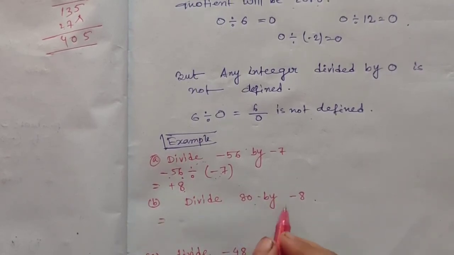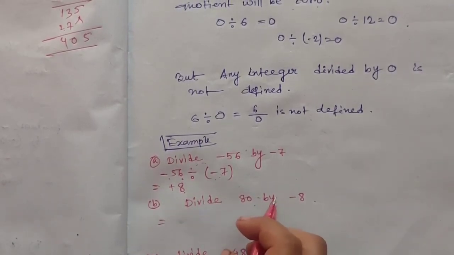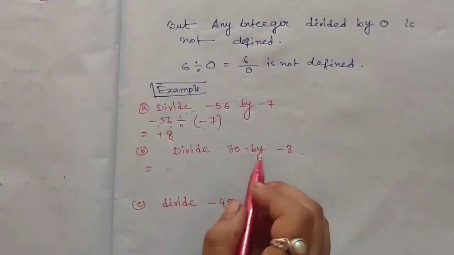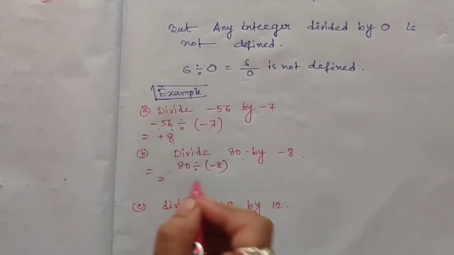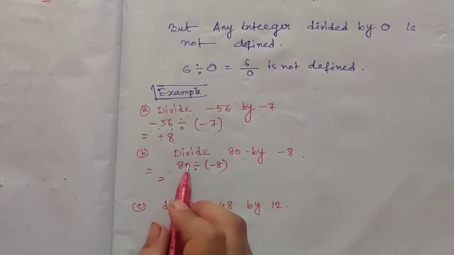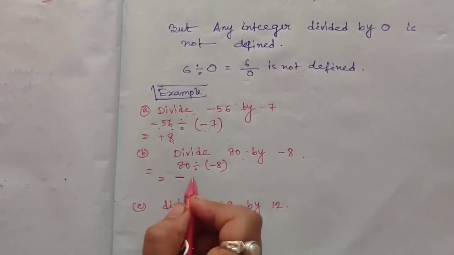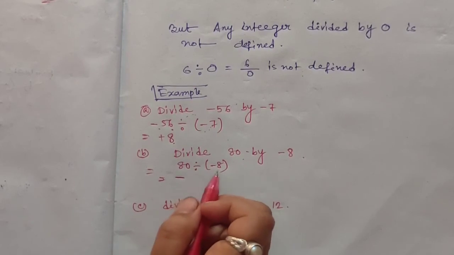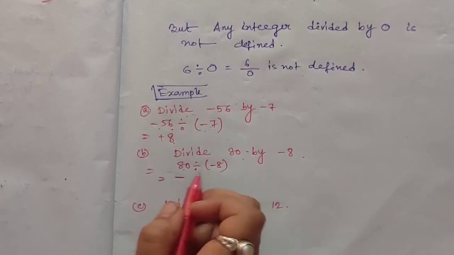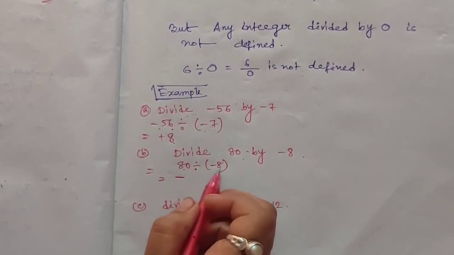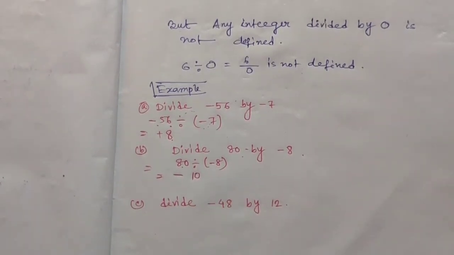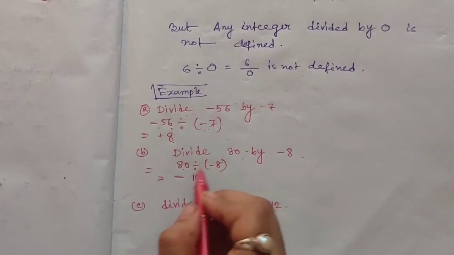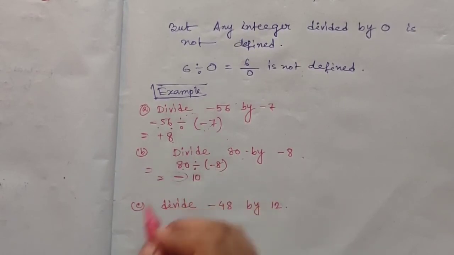Divide 80 by minus 8. These two integers are of opposite sign, so the sign will be minus, but you need to divide 80 by 8. So 8 10s are 80, so the answer will be 10. And since these two integers are of opposite sign, the sign will be minus.